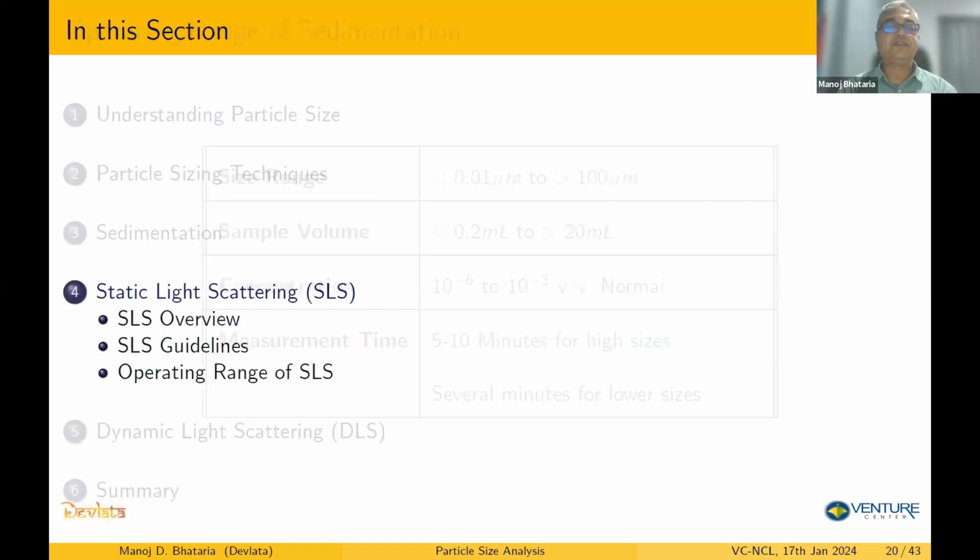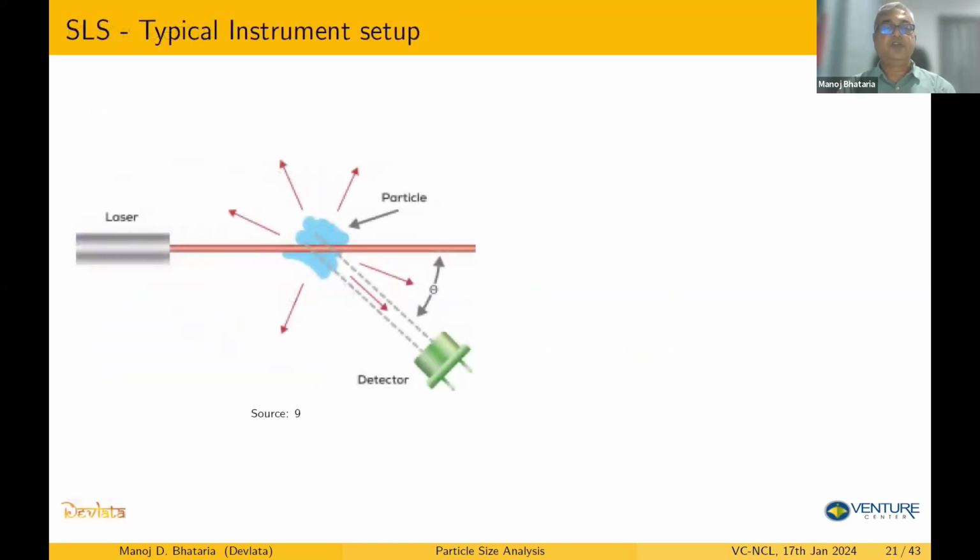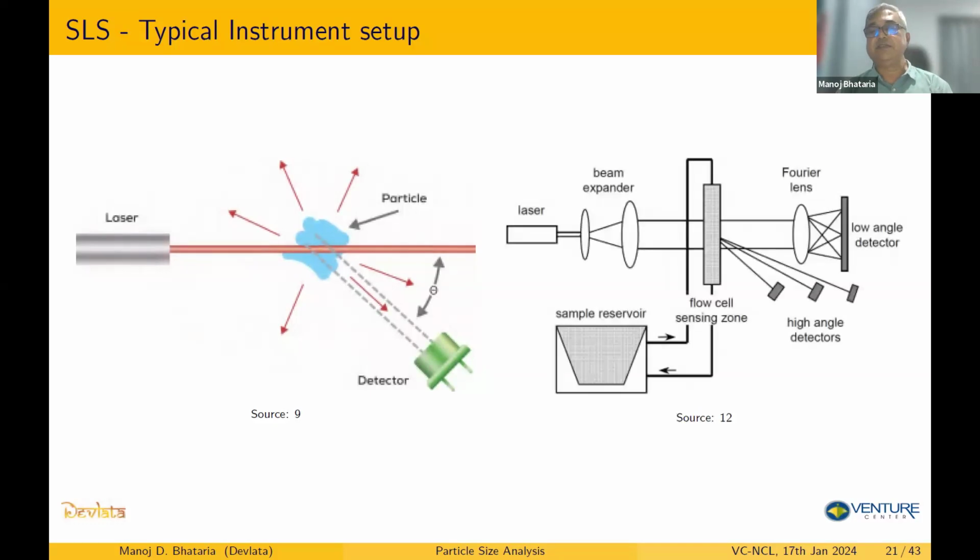Now we go to the next instrument that we are trying to study. This is static light scattering. So in static light scattering, what we need is a detector which you can move to different angles. Now, when you move to a different angle, it takes a longer time. And as such, people want to do the analysis very fast. So instead of using just a single detector, the typical instrument setup is something like this.